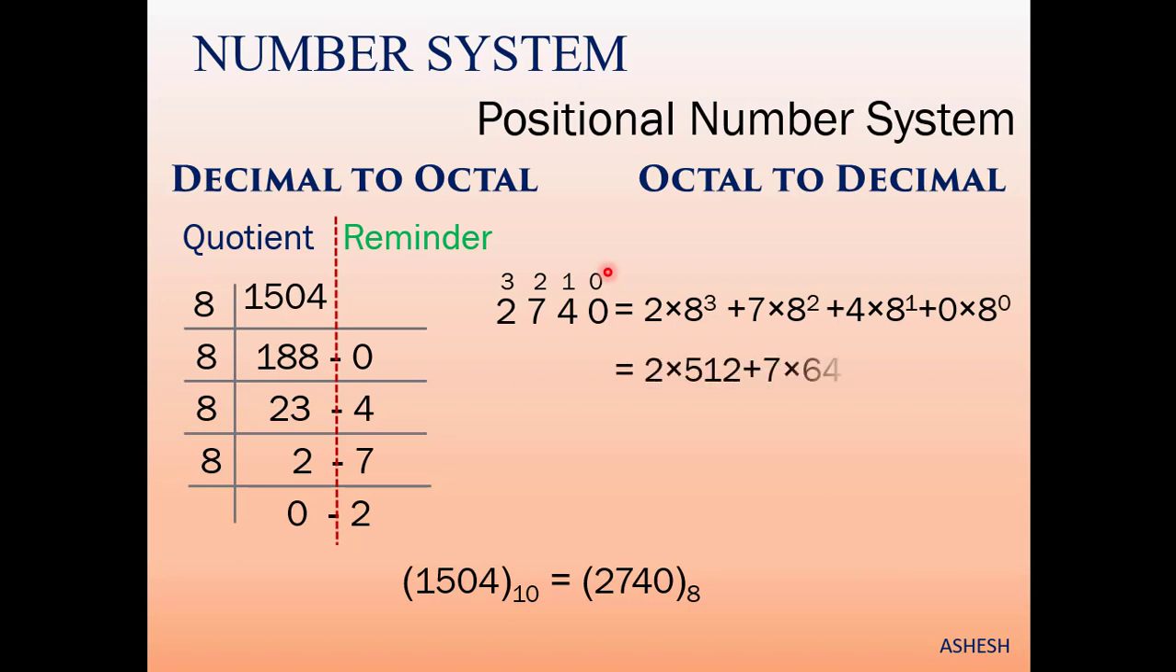Now 2 into 8 to the power 3 equal to 512 plus 7 into 8 square equal to 64 plus 4 into 8 plus 0 into 1, since 8 to the power 0 equal to 1. Now 512 into 2 equal to 1024 plus 64 into 7 equal to 448 plus 4 into 8 equal to 32 plus 0 into 1 equal to 0. Now our answer is 1504.